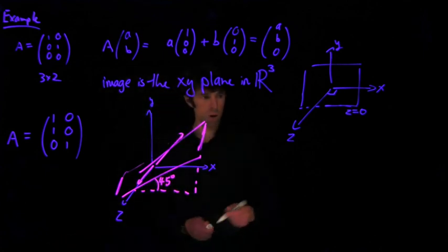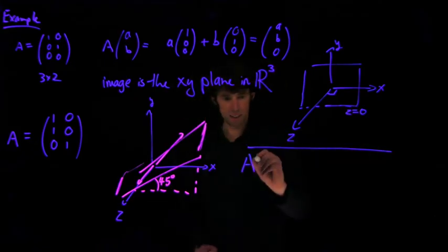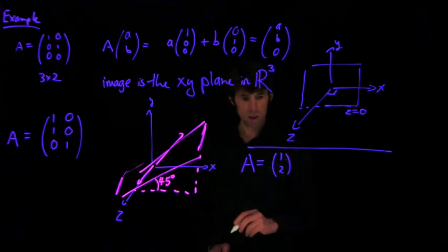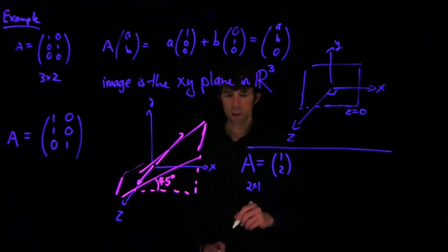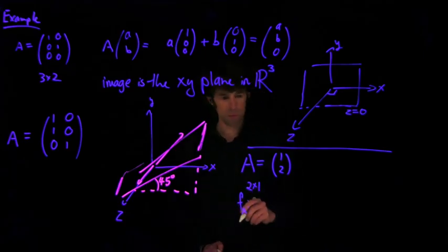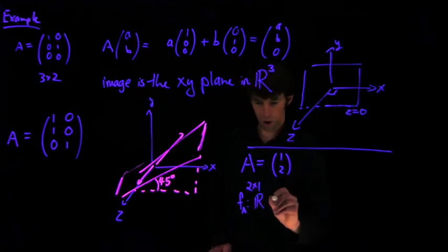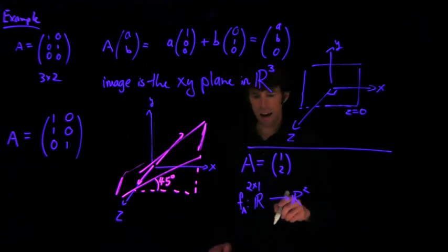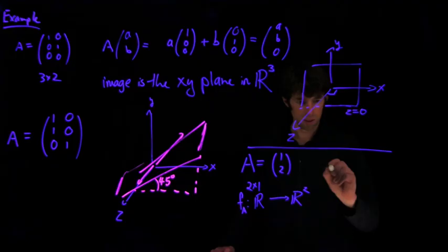Let's try one more example. Let's suppose that my matrix A is some tiny little matrix. Let's just do 1, 2. So this is a 2 by 1 matrix. So the associated linear map here goes from R1, which we just call R, to R2. And the image is the span of this one vector here.